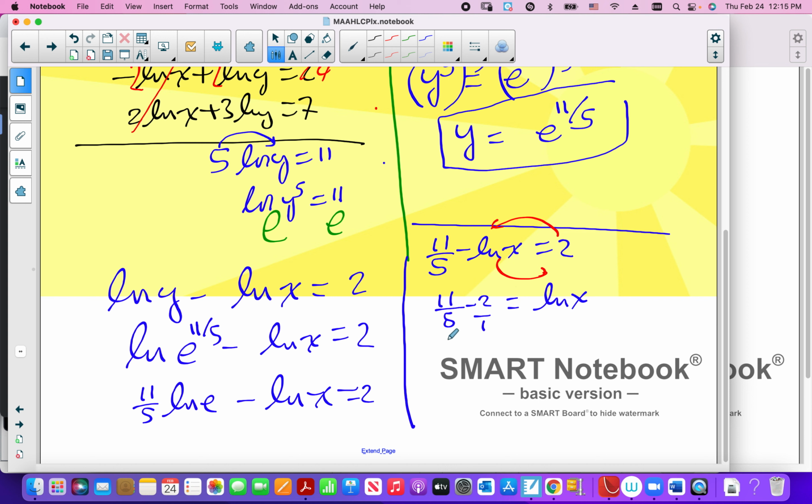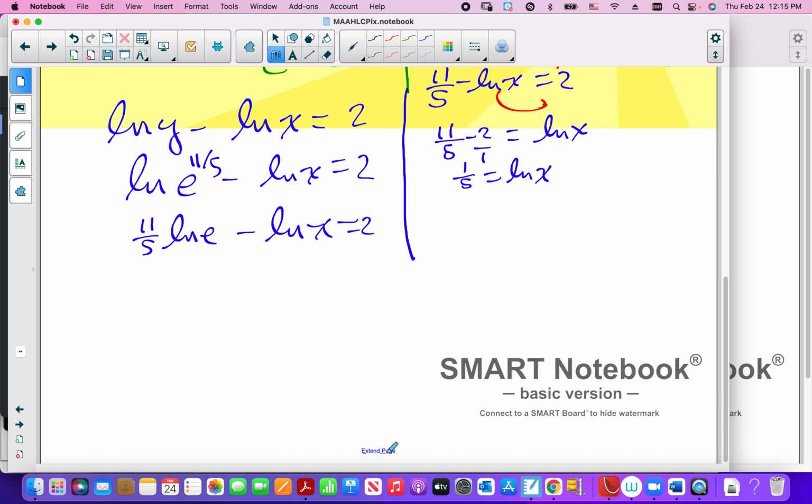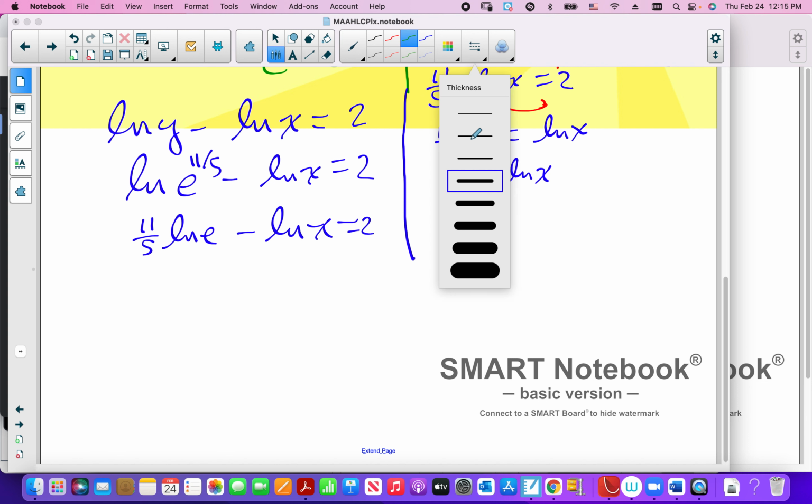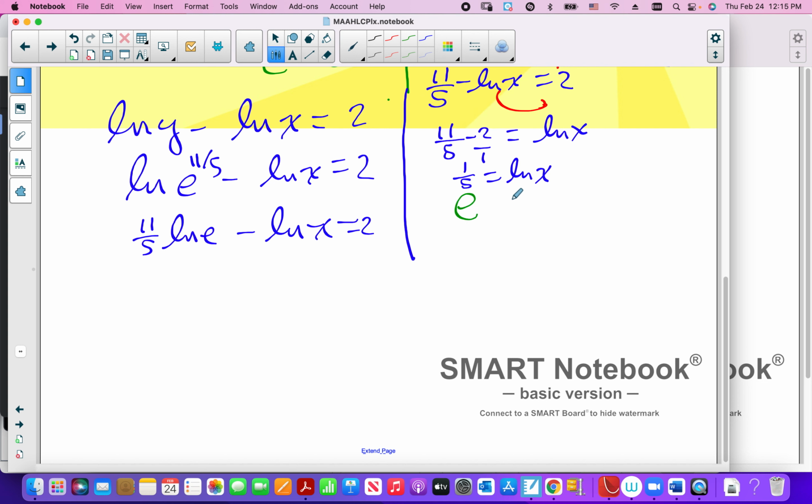Make a common denominator, that will be 11 minus 10 over 5, that will be 1 over 5 is equal ln x. And now we use the property of taking e to both sides. E and ln are inversely cancelled, so x is equal e to the power 1 over 5. And that is the solution.